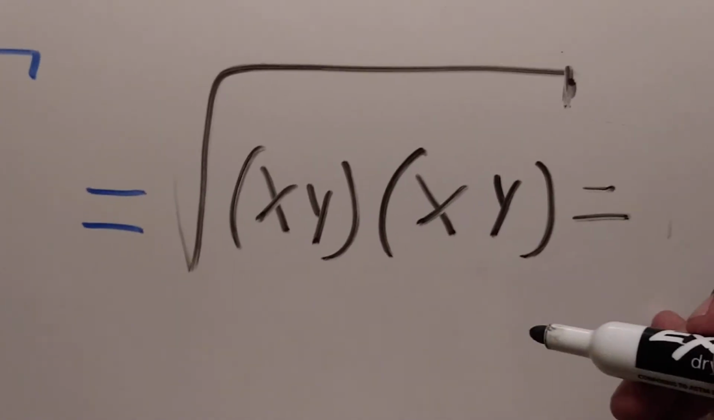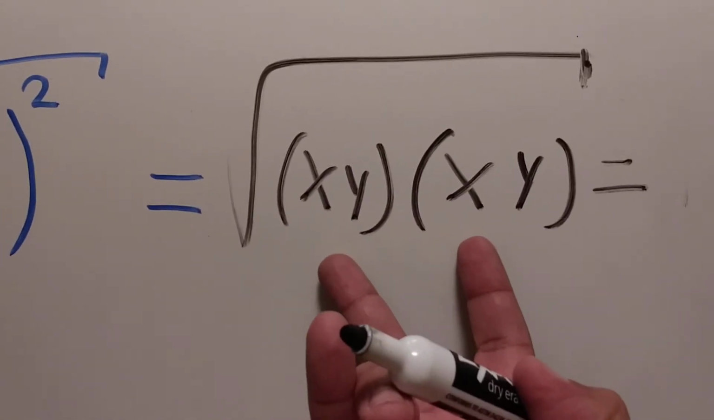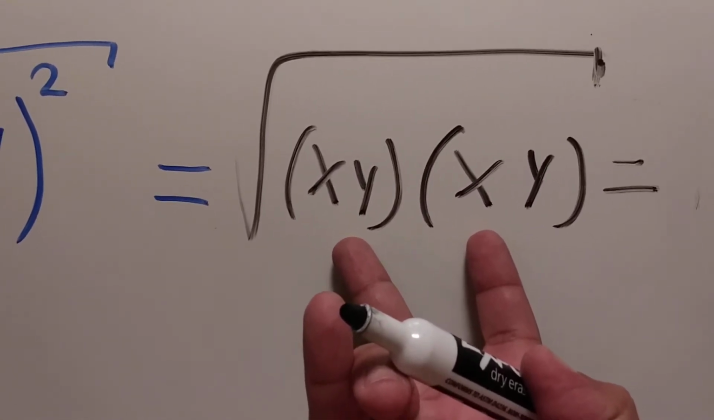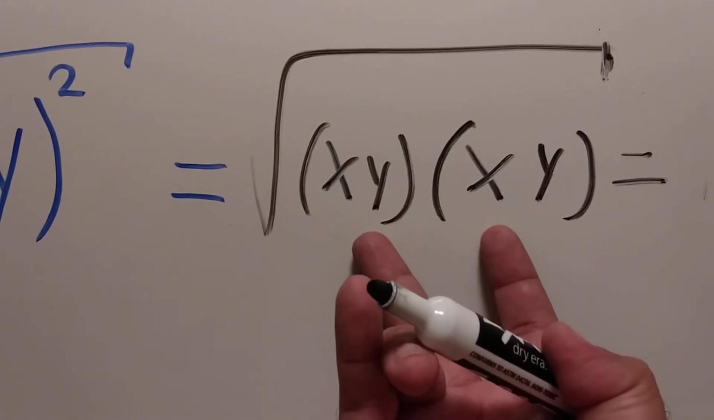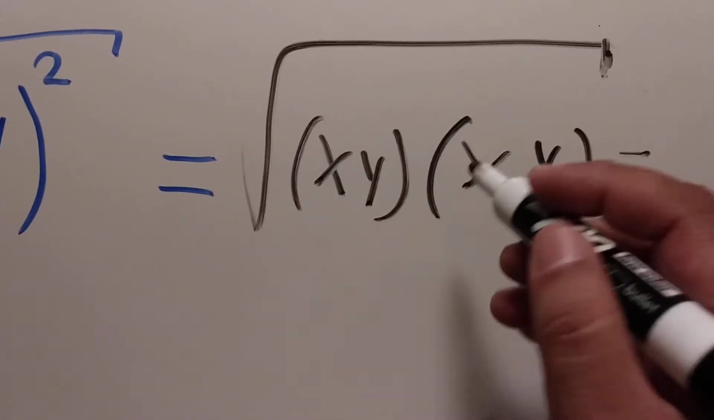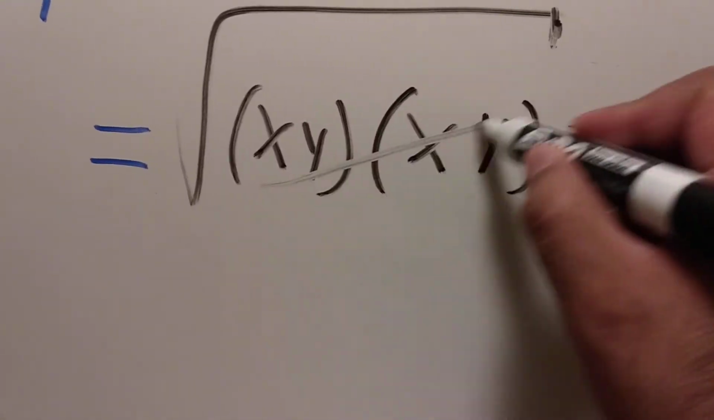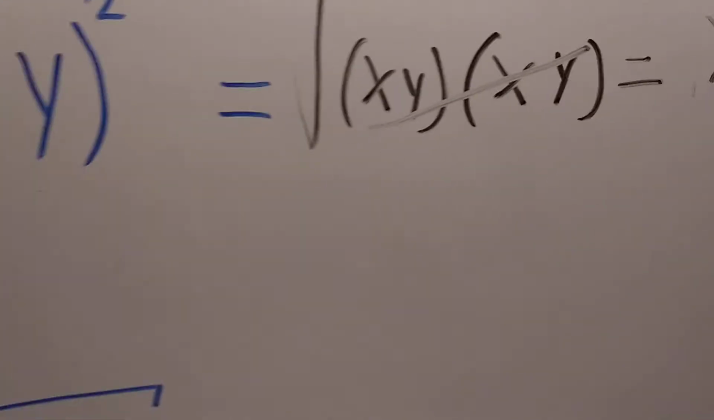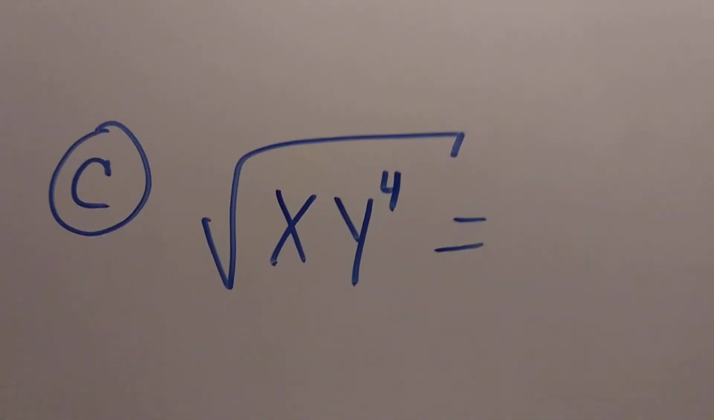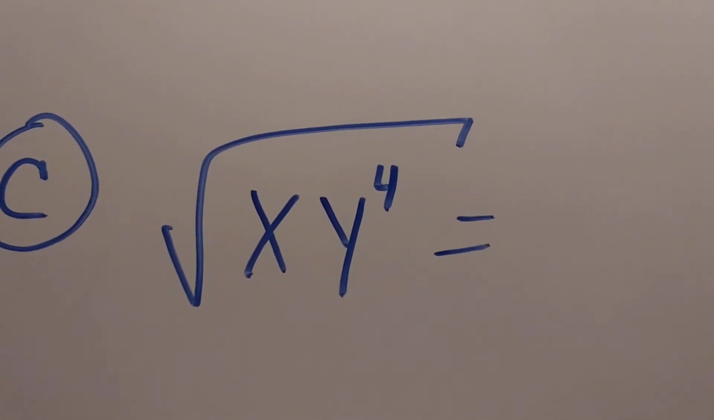Okay, so then again, if we were to follow the same example as before, per every 2 of the same number or the same variables, in this case the same groupings, one of them is going to come out when it gets simplified. So there's one xy, a second xy, so it cancels out, and your answer is just xy. Okay, now let's look at this other one here. We have the square root of x, y to the 4th power.